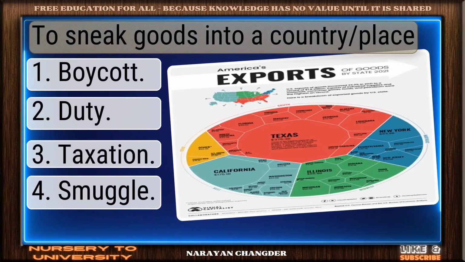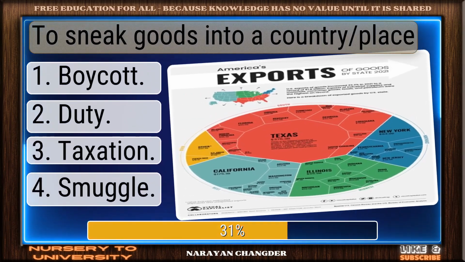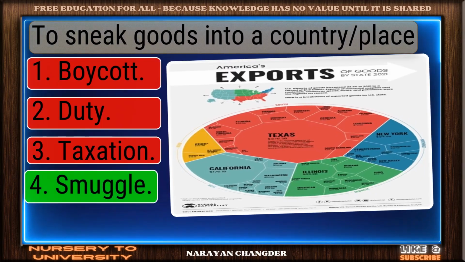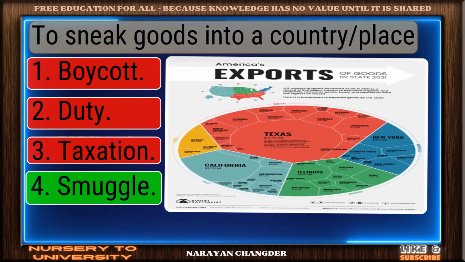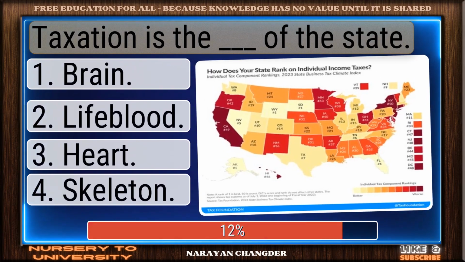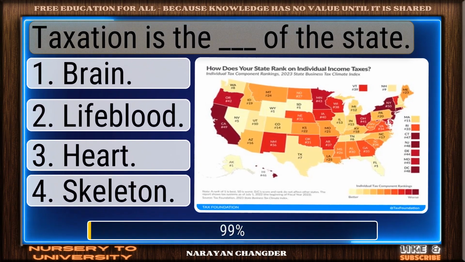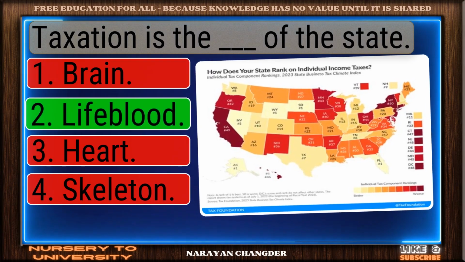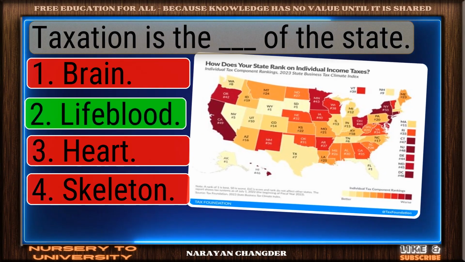To sneak goods into a country place? Good thinking. Smuggle is the right answer. Taxation is the dash of the state. Nice work. You chose lifeblood, and it is correct.